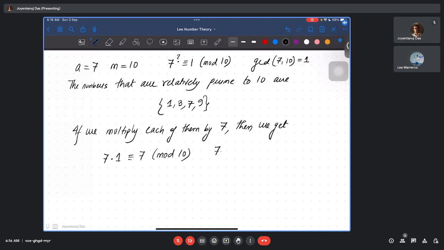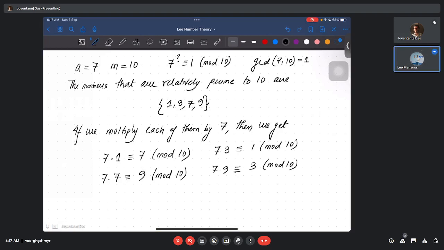Then if I take 7 times 3, that is congruent to 1 mod 10, because 21 is 1 mod 10. Then 7 times 7 is 49, so that is 9 mod 10. And 7 times 9 is 63, that is 3 mod 10. Right?